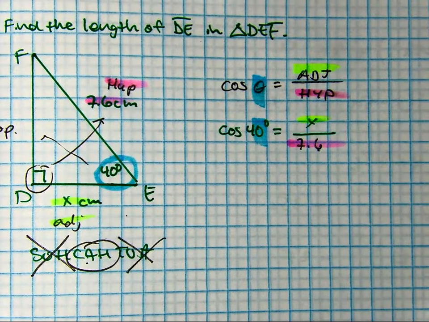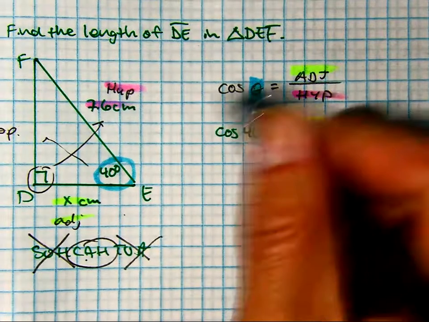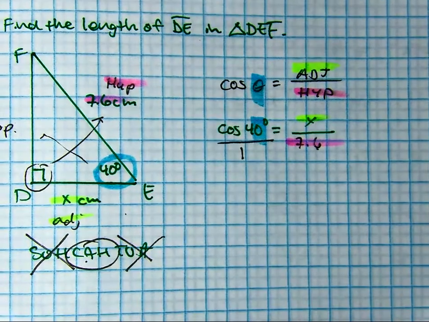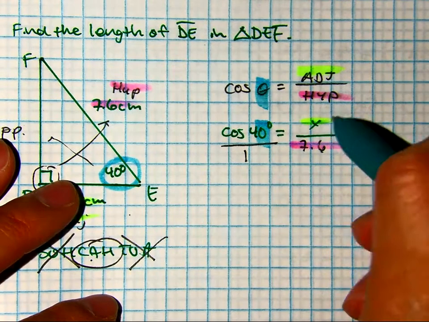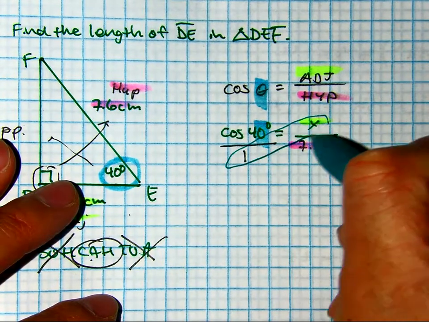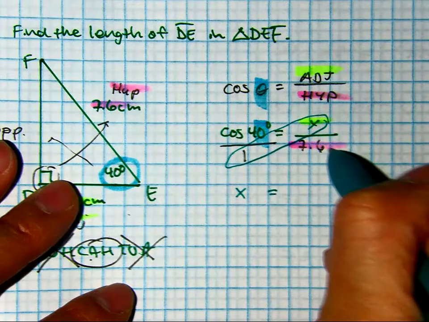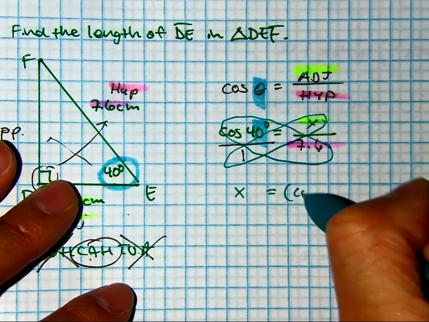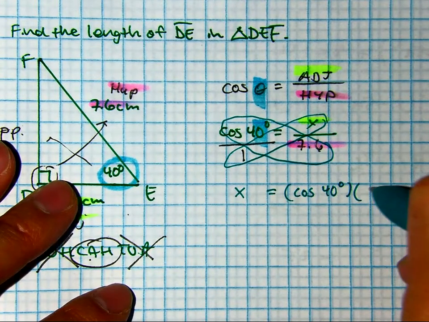Now I need to solve for x. Well, I have a ratio or a fraction on this side, and I'm going to make this side a fraction by putting it over 1. Class, how do you solve proportions? Let's cross multiply. So I'm going to have 1 times x, or just x. Over here I'm going to have cosine 40 degrees times 7.6.